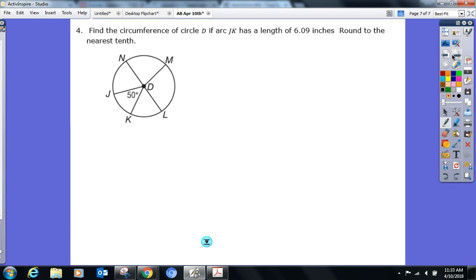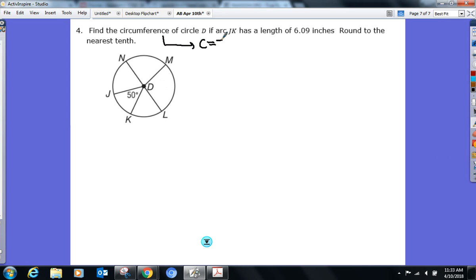Find the circumference. Everybody stop. Formula? Pi d or 2 pi r. Regardless, you're going to need to know something about the radius or the diameter to finish this problem. What else do I give you? The length of JK. Seriously? 6.09.